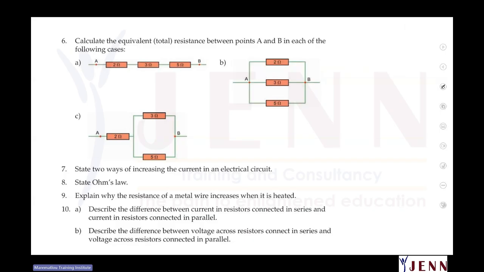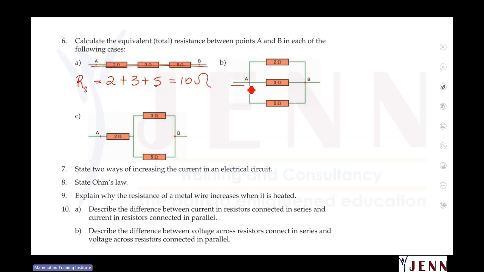So when we calculate total resistance or effective resistance in a series connection, this is a series connection because you can see that current is flowing in one pathway. So that would be 2 ohms plus 3 ohms plus 5 ohms, and that will give us 10 ohms. It's a series connection. Now, current is flowing in one pathway.